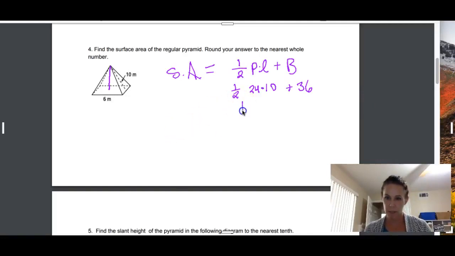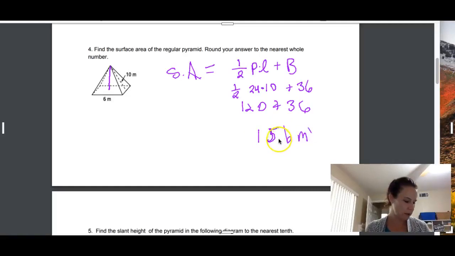And then 120 plus 36, let's see if it lets me write this out any quicker. If I write too fast, it won't make the proper markings. All right, 120 plus 36 is going to be 156, and we're rounding to the nearest whole number, and it is a whole number. 156, and it's going to be meters squared. And that is what I got, meters squared. There you go.